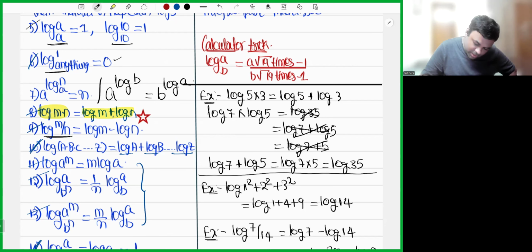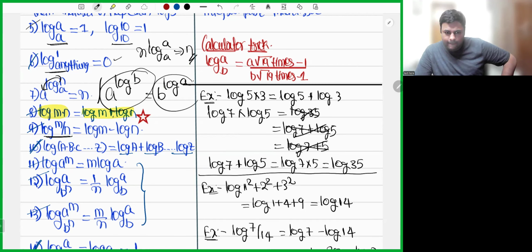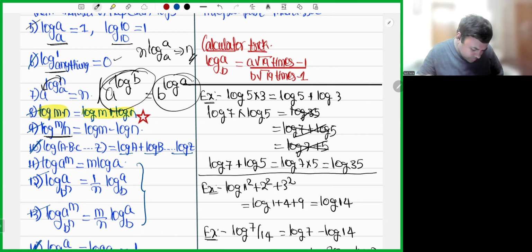Using the same property, this n gets shifted. Then it will be n log A base A. What is log A base A? 1. So that's the reason A log n base A will be equal to n. So A log B, my dear friends, can also be written as B log A. Okay. This A and A get interchanged.